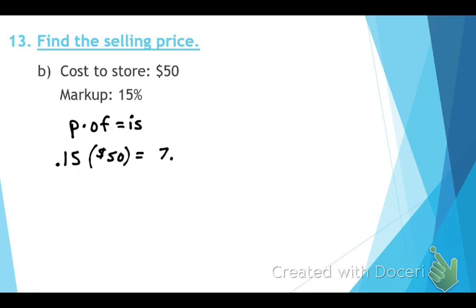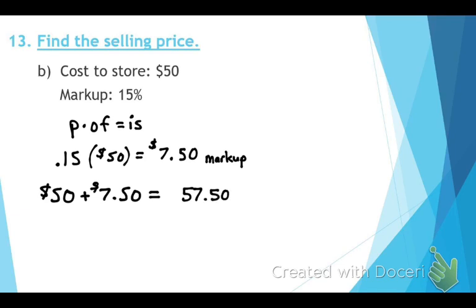Okay, what is 7.5 as dollars and cents? $7.50. Very good. Now, is that the selling price, class? No, it's more markup. That is the markup. So if you would next to it write markup. And Isaac, what do I do when I have a markup? You are correct. It originally cost me $50. They marked it up $7.50. Isaac, what's the final selling price? $57.50. You are correct.